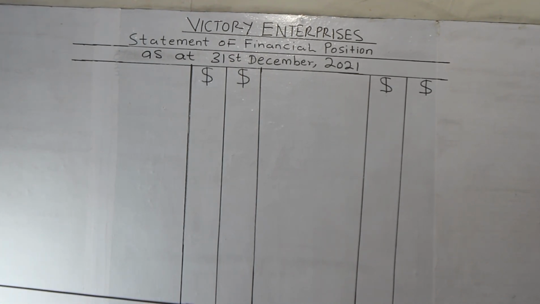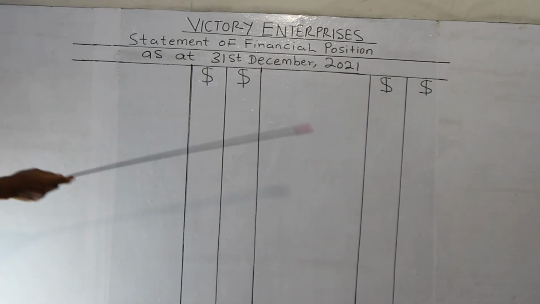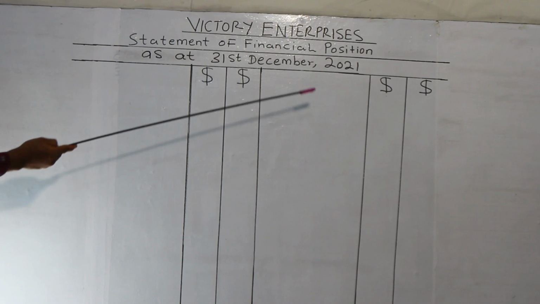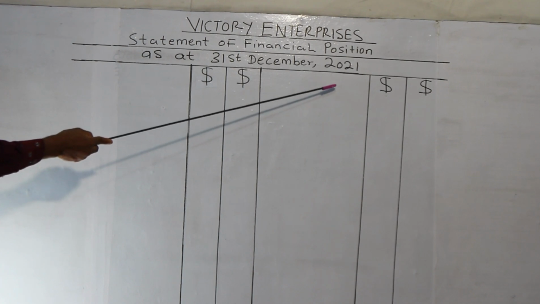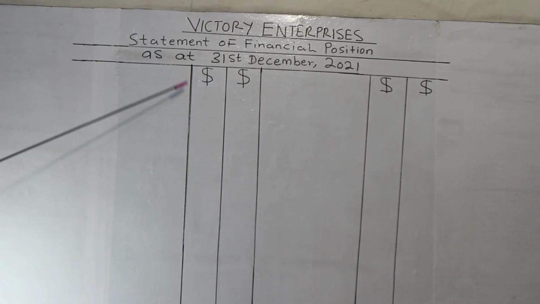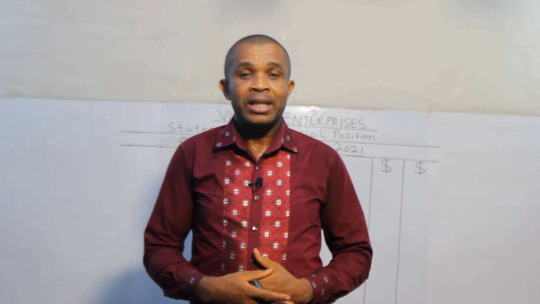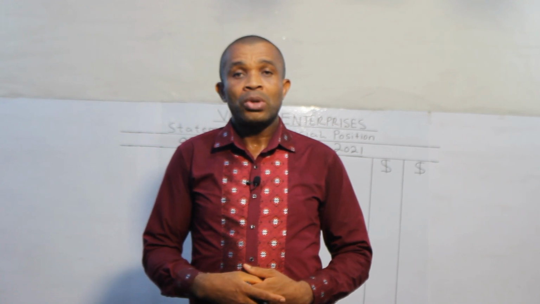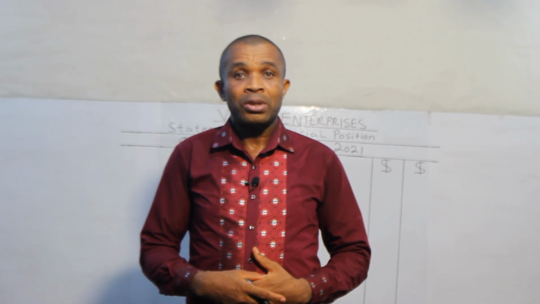The next thing we do is to fix the assets on this side and how the assets are gotten on this side. The assets will be divided into two: the non-current assets and the current assets. Then the total of the non-current assets and the current assets will give us the total assets. And on this side, we now show how the assets are gotten. It should be noted that the first format we are using is the vertical format. After that, we are going to use the horizontal format for the sake of our foundation knowledge.